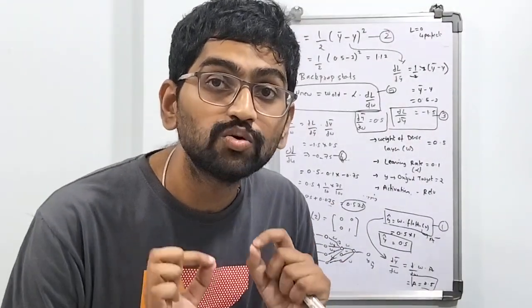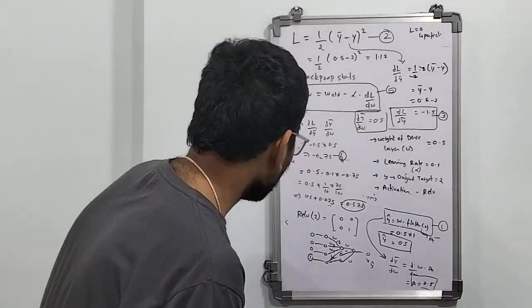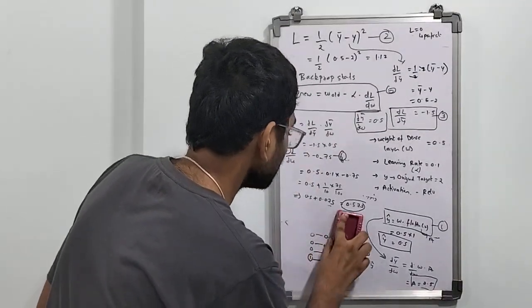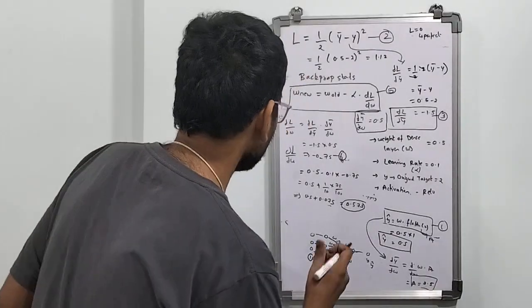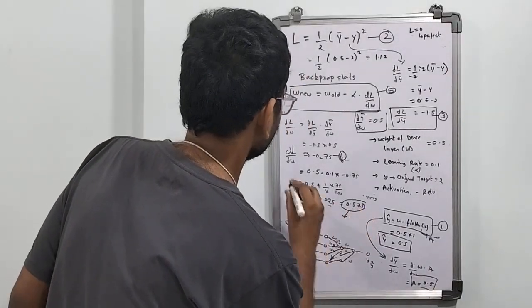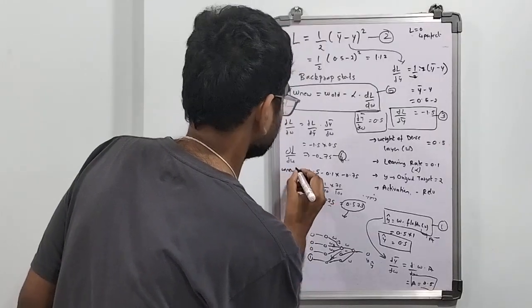This is the new updated weight value. So this is the process of calculating the new weight from the old weight. This is the value of W new. W new will be this.